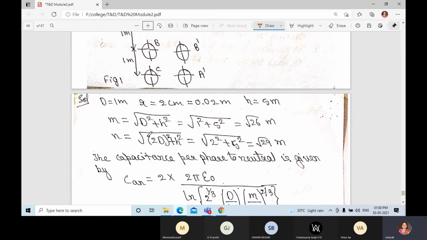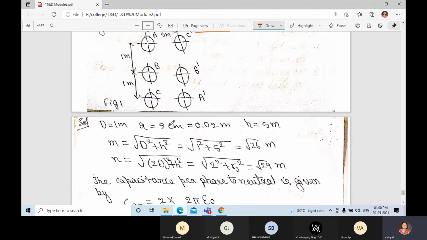M is equal to what? Square root of D square plus H square. By seeing the diagram, this is nothing but M. D is 1 meter square plus H value is 5 meter square. So we get the distance between A and B dash, that is nothing but M, square root of 26 meter. Next, N is equal to square root of 2D square, that is 1 plus 1.